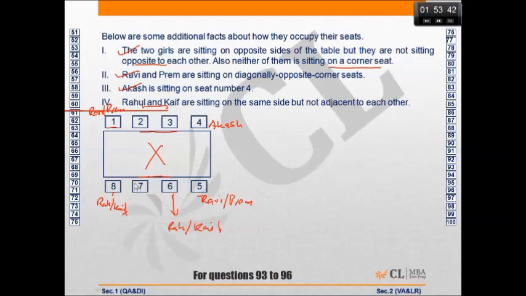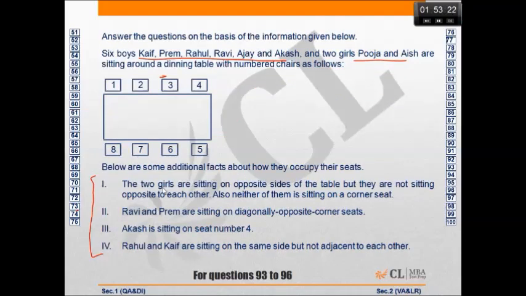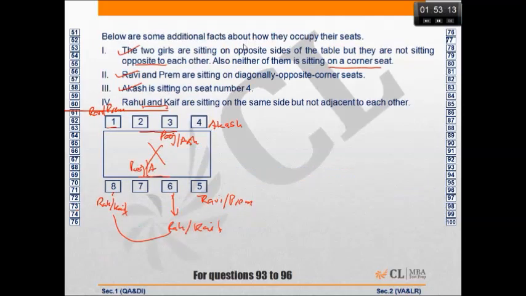That means Pooja or Ash have to be either 3 or 7. So Pooja or Ash are 3-7, Ravi Prem are 1-5, Rahul Kev are 8 and 6. So one person is left. Who's that one person left? Kev, Prem, I think, Rahul, yes, Ravi, yeah, Ajay. Ajay is left. So Ajay has to be out here.